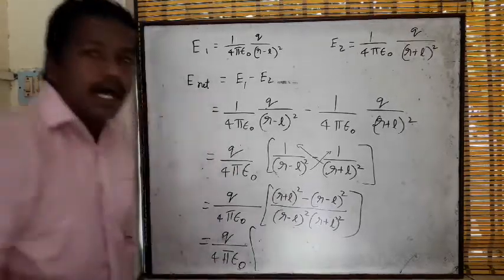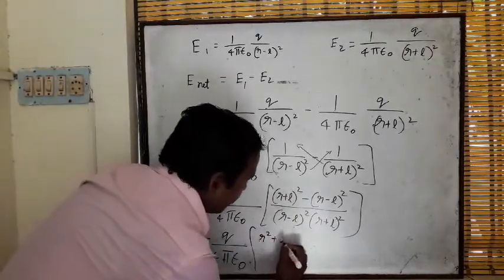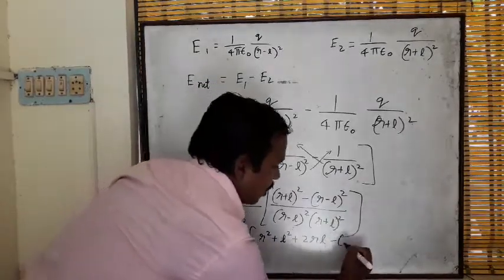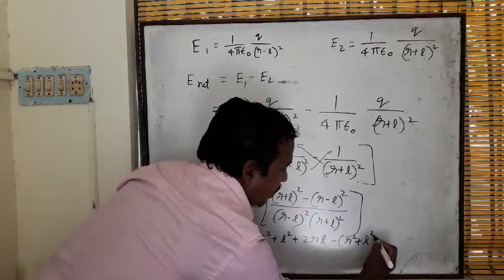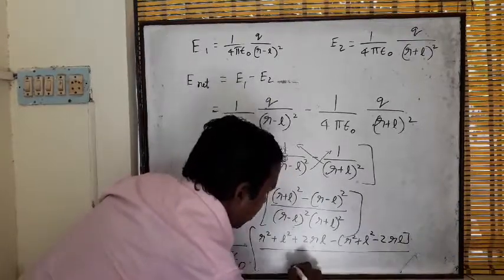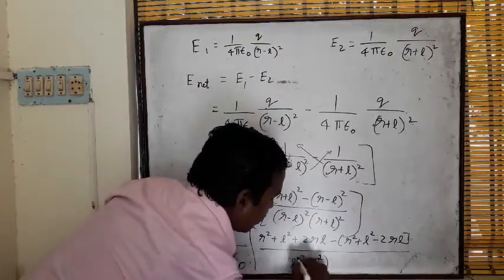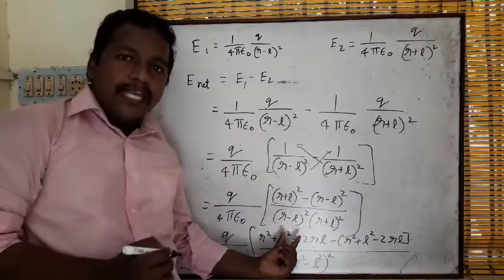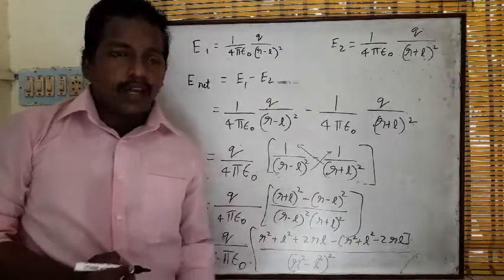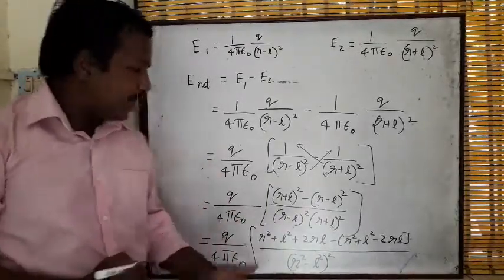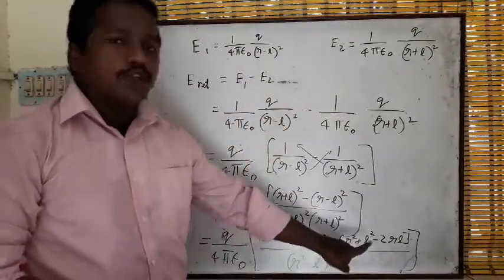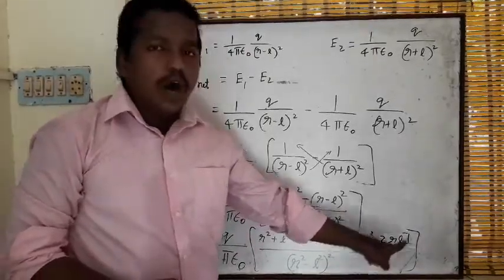So the A plus B formula we know already: A square plus B square plus 2AB. It's A minus B, so A square plus B square minus 2AB. Again the denominator is (R square minus L square) whole square, because it is A minus B and A plus B, so A square minus B square, whole square, because both have the whole square. Okay. So this minus, now I am going to take it inside. That means minus R square minus L square plus 2RL.